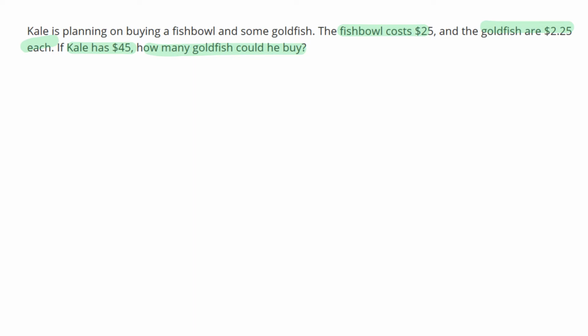Oh, and it's also important to know that he wants to buy a fish bowl, so he's getting one of them, and then some goldfish. So that's going to be our variable. We don't know how many goldfish he could buy. So let's go ahead and write that down. So x is going to represent the number of goldfish.